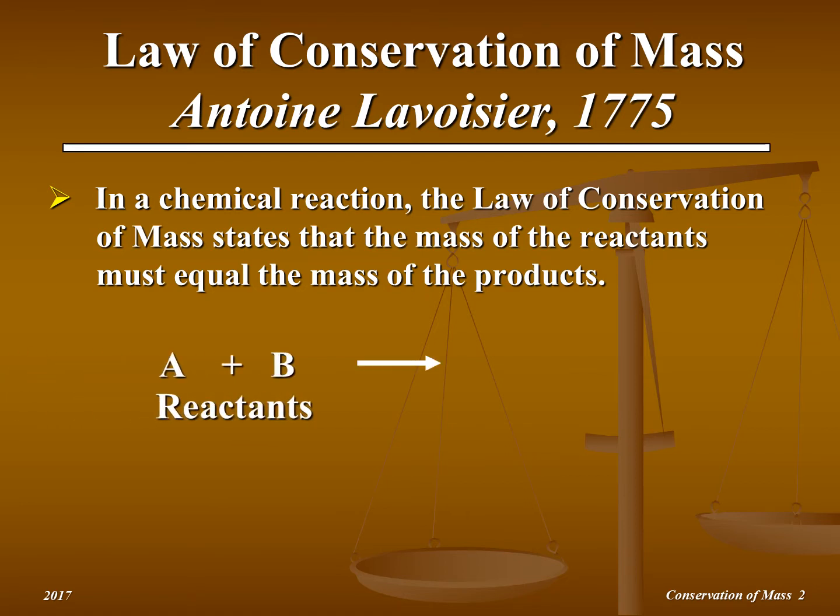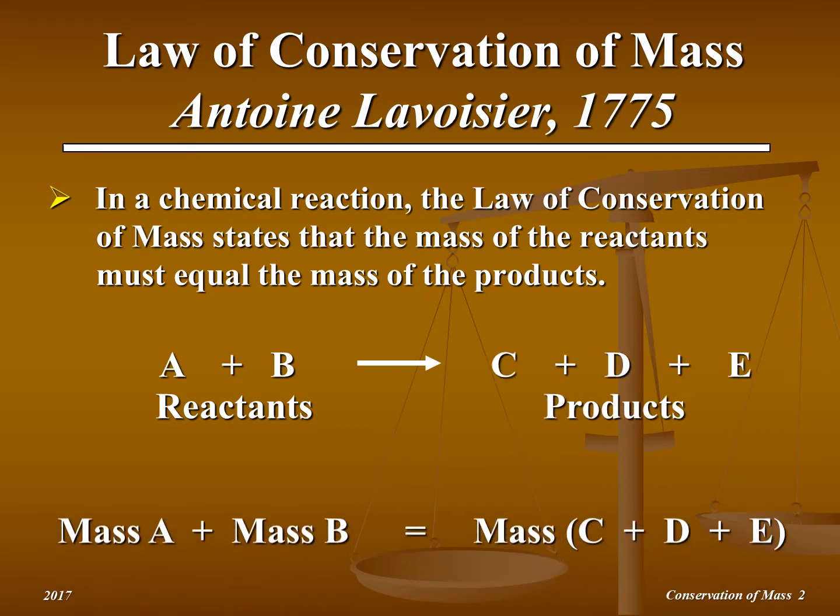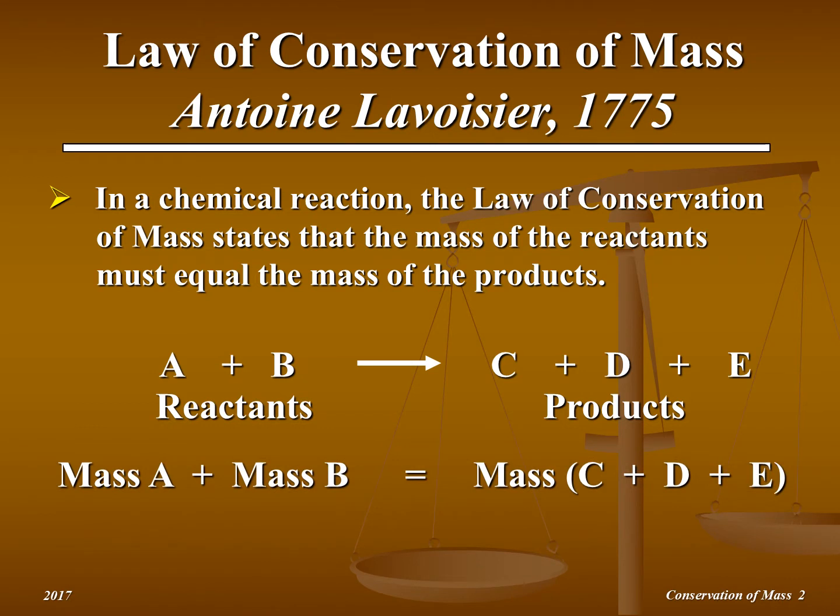For example, suppose we have a chemical reaction between compound A and B, which leads to three products, C, D, and E. If the law of conservation of mass is true, then the mass of compound A plus the mass of compound B must equal the total mass of the products C, D, and E.